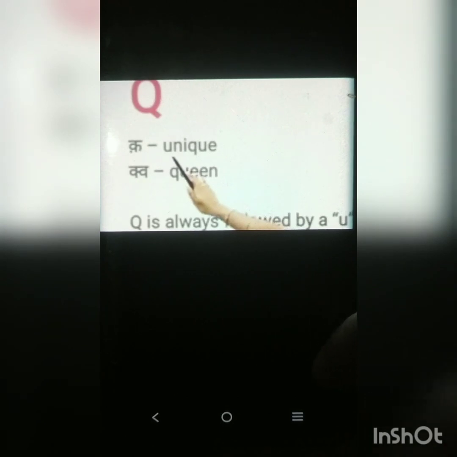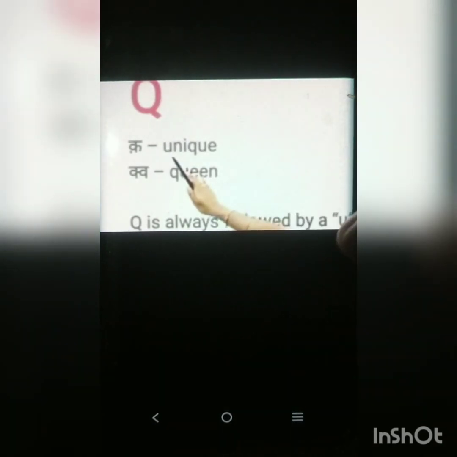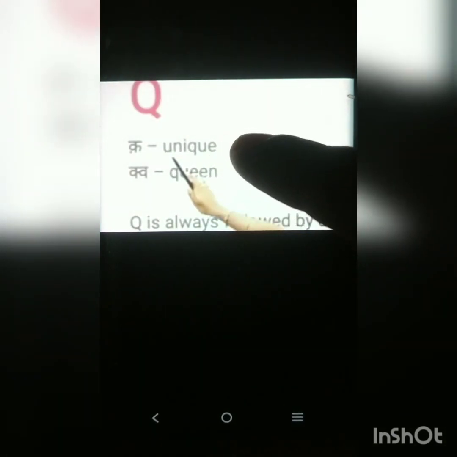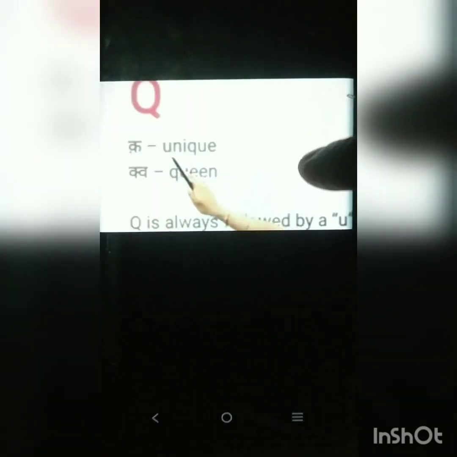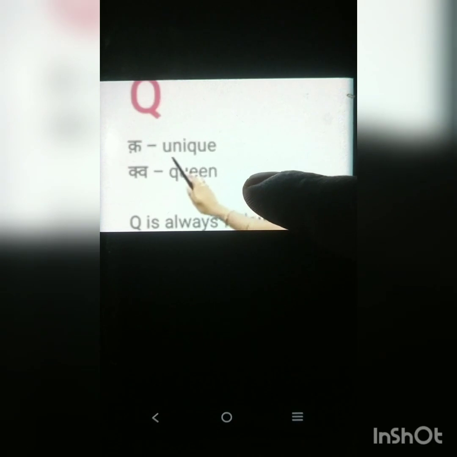Then the Q sound, you see. Q is the letter that always comes with U. Everywhere when you will be watching a word with Q, it will not come alone. It will bring U also with it. So you see unique, unique. Tell with me. Unique. Another word is queen. Queen, queen. So these are the sounds.